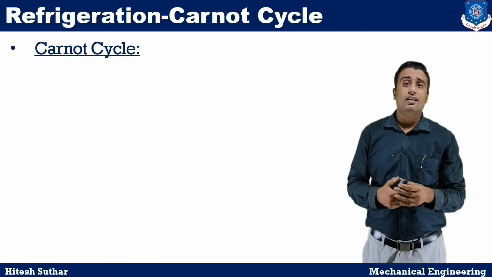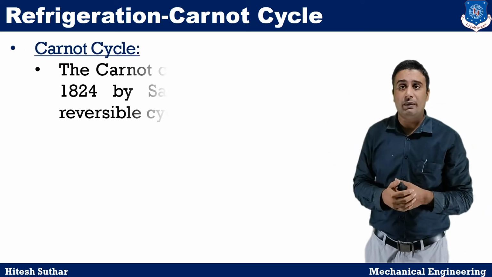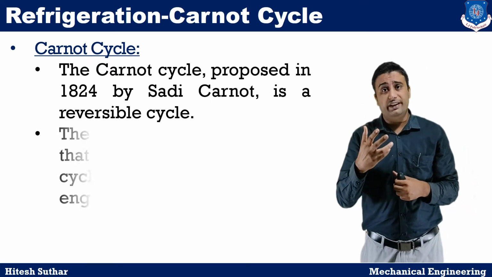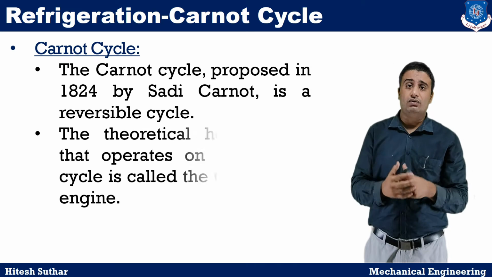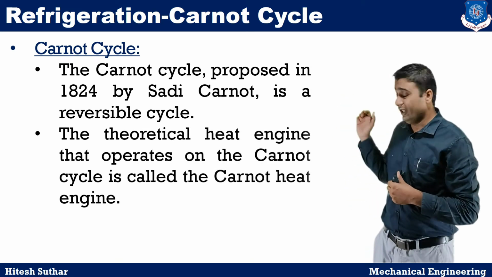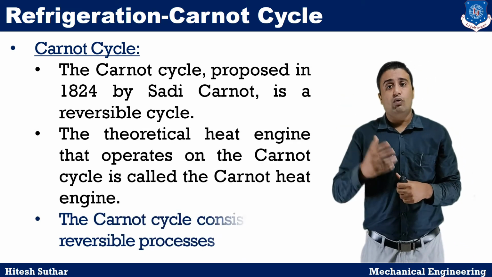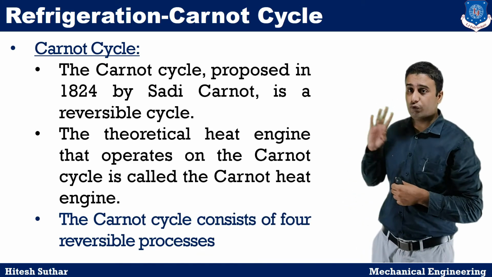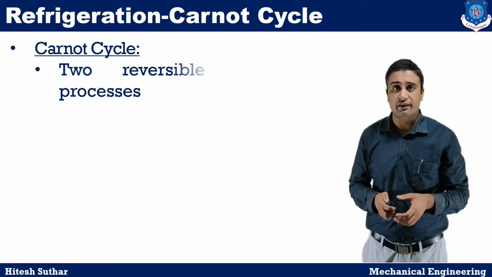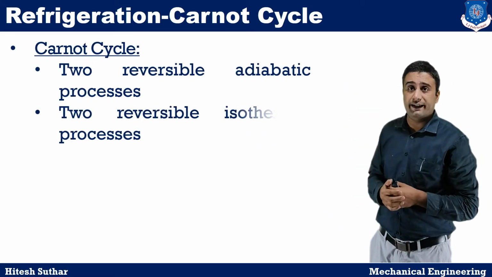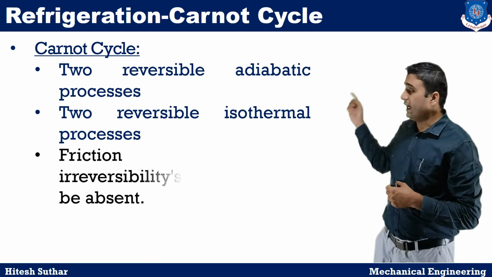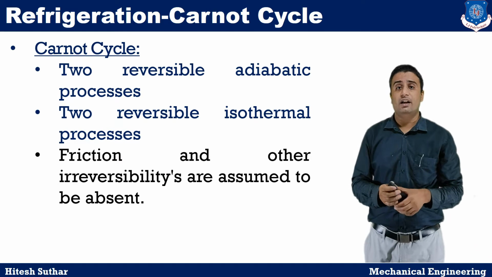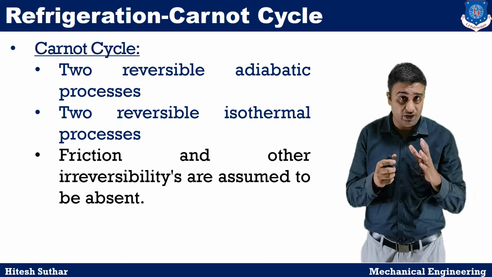The Carnot cycle was proposed in 1824 by Sadi Carnot, and it is a reversible cycle. The theoretical heat engine that operates on the Carnot cycle is known as a Carnot heat engine. So what are the processes that make up the Carnot cycle? The Carnot cycle consists of 4 reversible processes: 2 reversible adiabatic processes and 2 reversible isothermal processes. Friction and other irreversibilities are assumed to be absent in the reversible Carnot cycle.